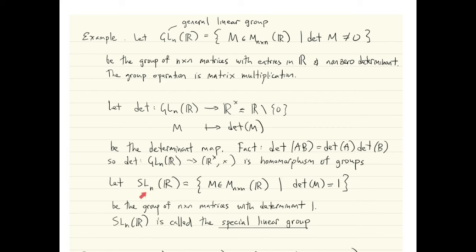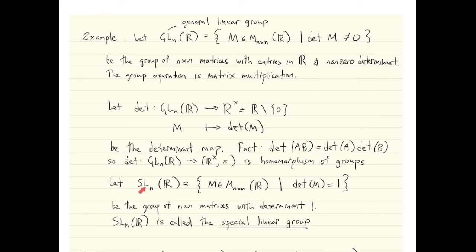And then let SL_n(R) be basically the kernel of this homomorphism, namely the n by n matrices whose determinant is 1. Remember that this here is a multiplicative group whose identity element is 1. And so that's why we're looking at matrices that under this map get mapped to the identity element.